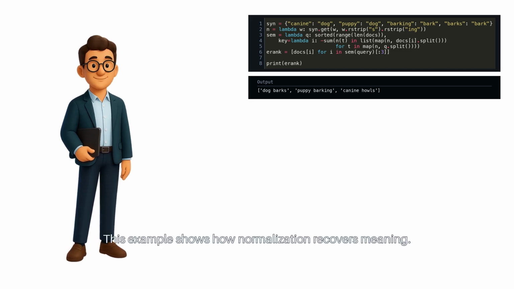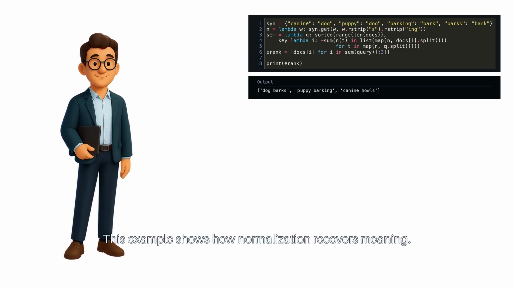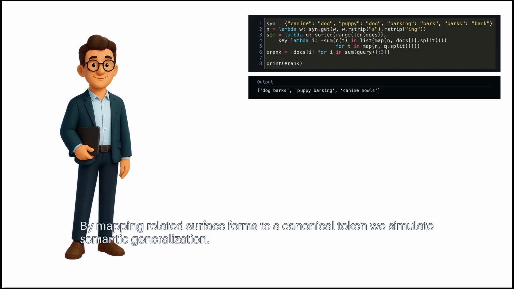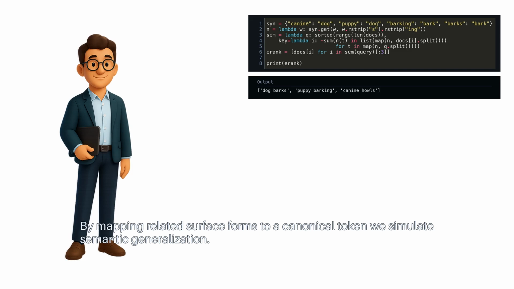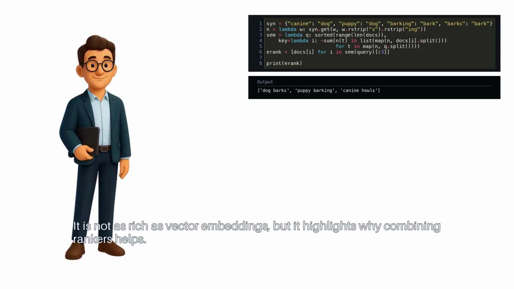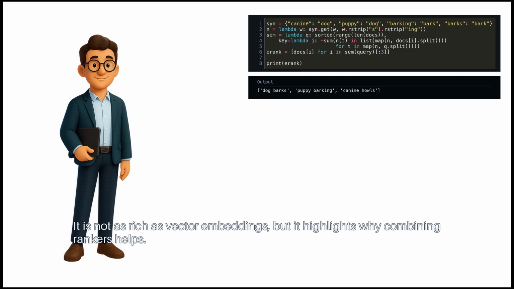This example shows how normalization recovers meaning. By mapping related surface forms to a canonical token, we simulate semantic generalization. It is not as rich as vector embeddings, but it highlights why combining rankers helps.